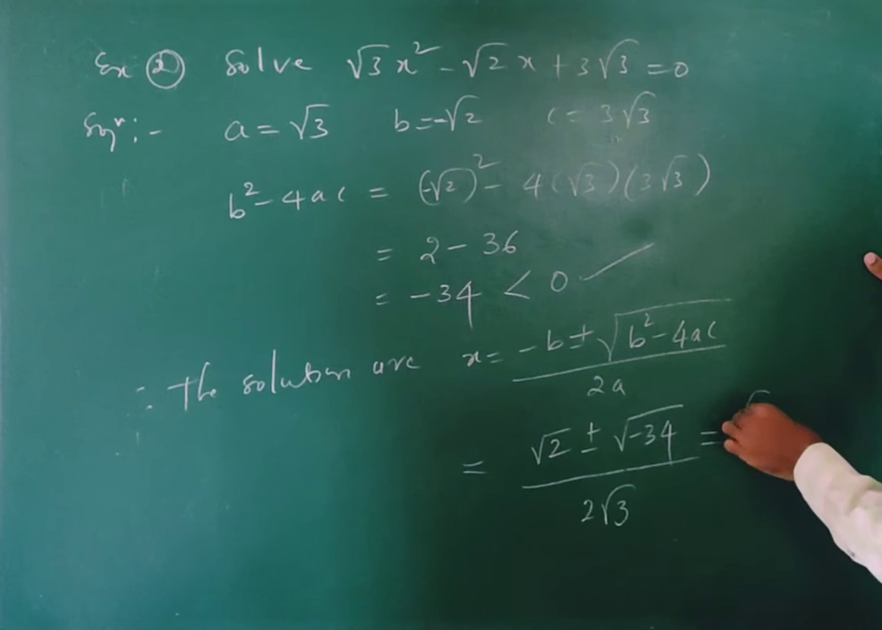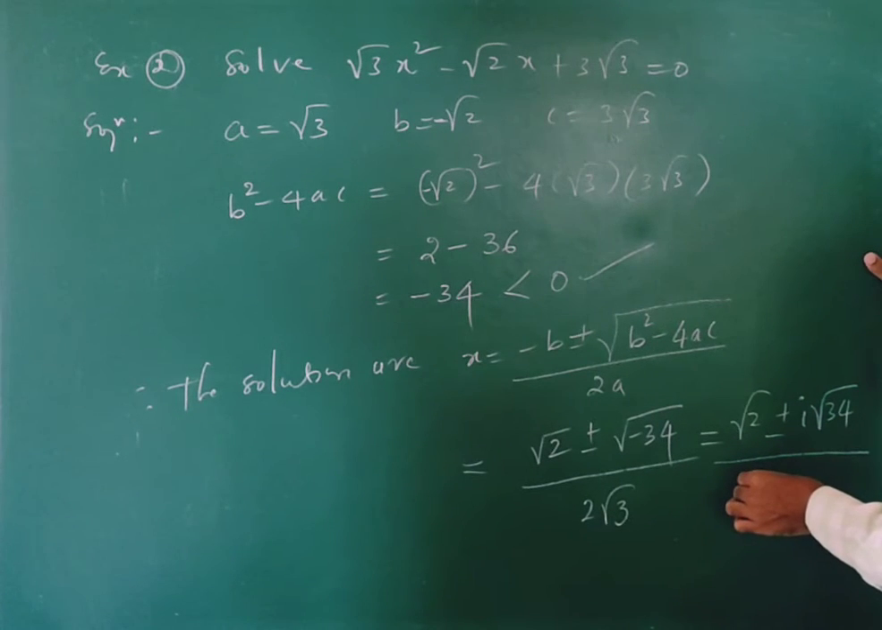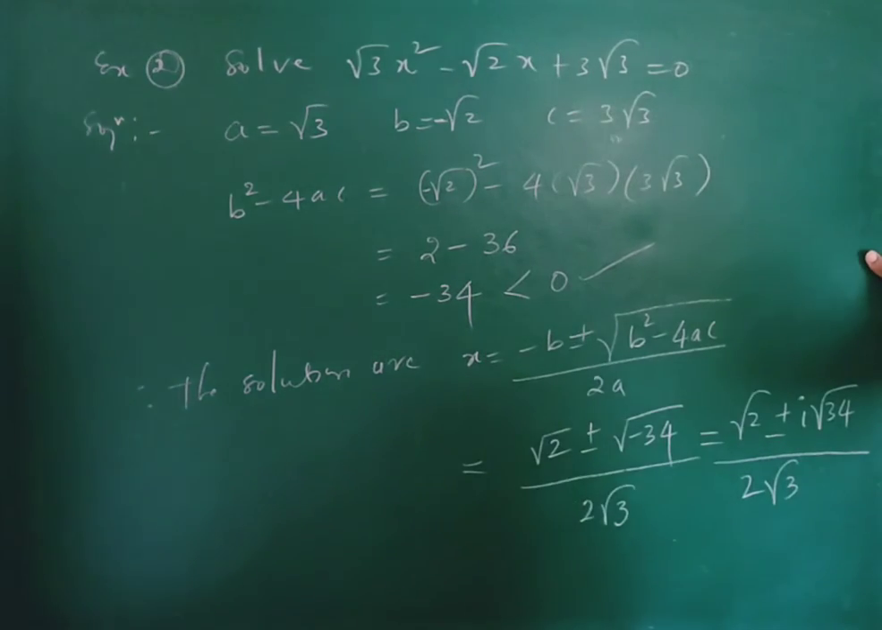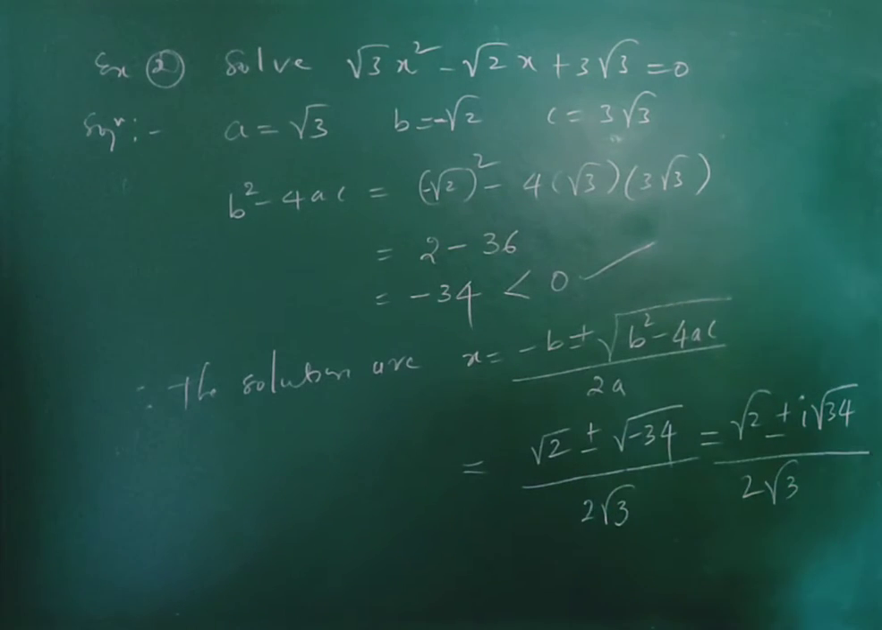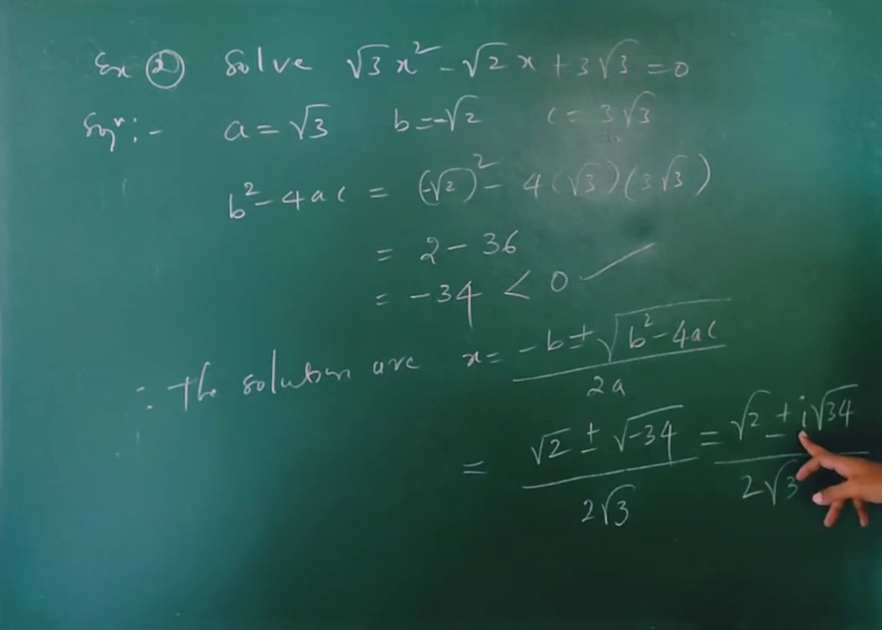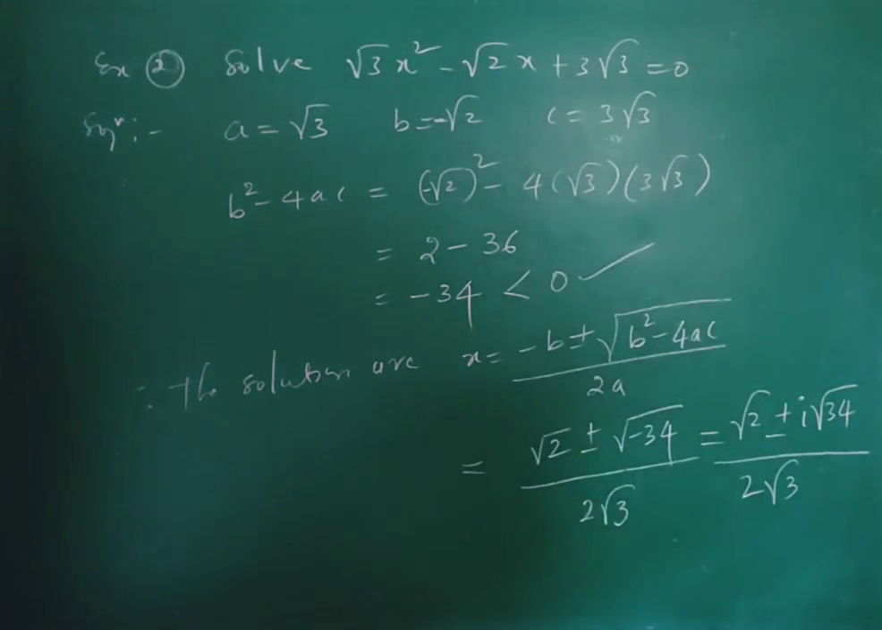Simply we can write root 2 plus or minus i root 34 upon, how much we get here? 2 root 3. This much is nothing but our solution of this quadratic equation. Therefore, root 2 plus or minus i root 34 upon 2 root 3. Right? Got it? Next we will see one more example similarly.